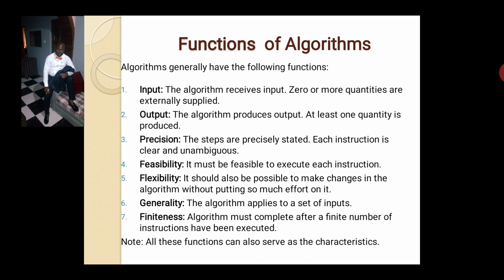Generality means that it's not specific, so the algorithm applies to a set of inputs. Then we have finiteness. An algorithm must complete after a finite number of instructions have been executed, so it follows a pattern and it has an end. Okay, so all these functions of an algorithm can also serve as the characteristics of an algorithm.